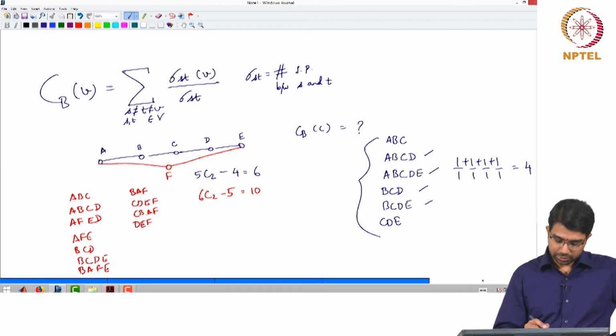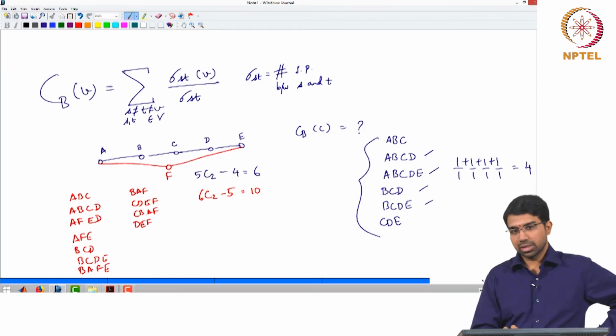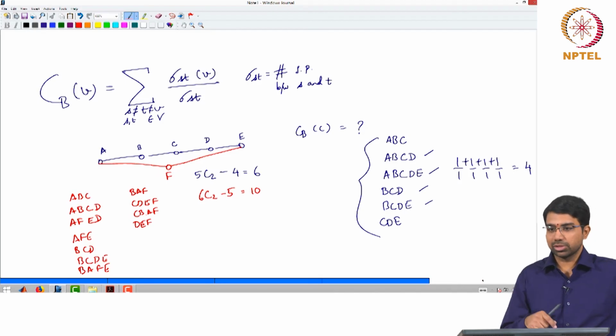So that gives the number of all paths, no? 6C2 minus 5, all pairs of nodes. Yeah, but paths of all pairs, no, they won't give the number of shortest paths. It will tell you the number of pairs of nodes between which you have to find a path.